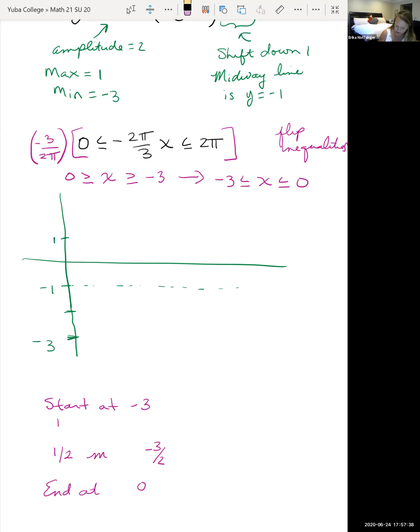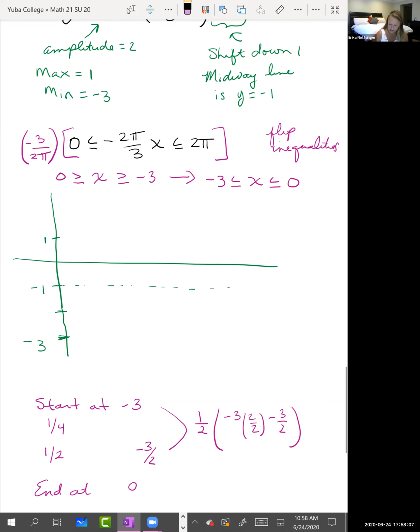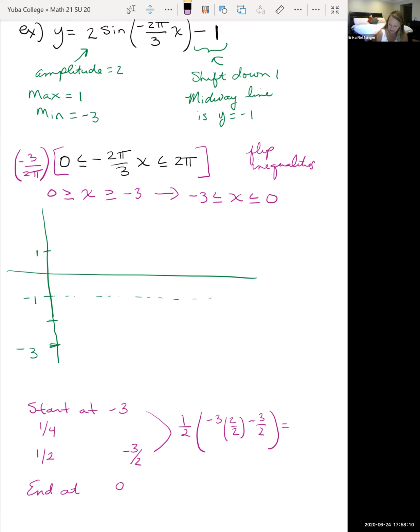The quarter mark, this is where it might be helpful. We have to add those two together and divide by 2, or think of it as multiply by 1/2. So we have 1/2 times... I notice I'm going to need a common denominator in order to add this. Let's just put 2 over 2 here, plus -3 halves. So this is -6 halves minus 3 halves. That's -9 halves times 1/2. So 1/2 times -9 halves is equal to -9/4.